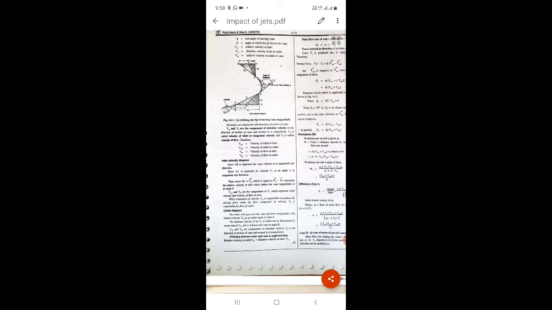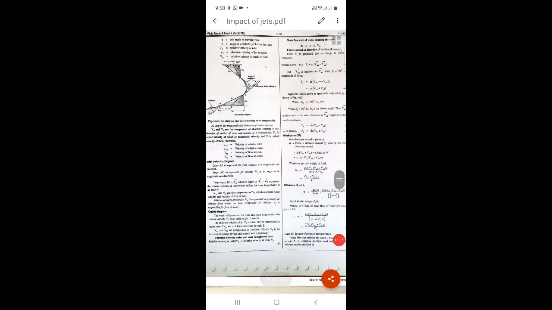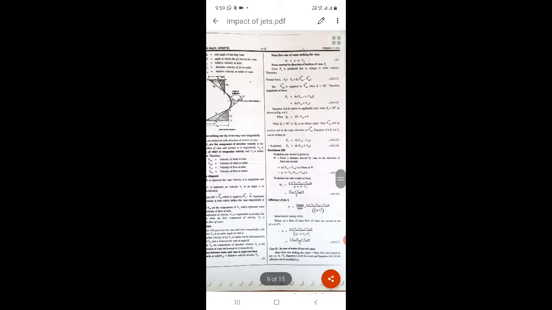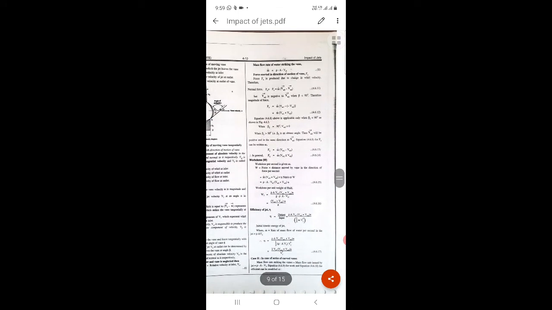So the outlet diagram shows the water leaving tangentially. VF1 and VF2 are the flow velocities. VW1 and VW2 are the absolute velocity components in the direction of motion of the vane. If the friction between water and vane is neglected, then VR1 is equal to VR2. So the mass flow rate is rho a V1. Similarly, F is equal to m into (VW1 minus VW2). So force is equal to mass into (VW1 plus VW2).